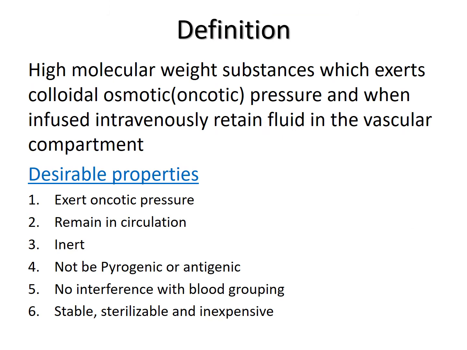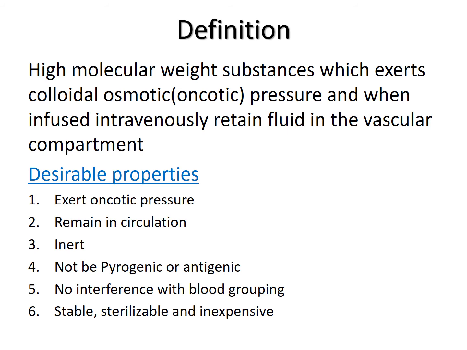Plasma expanders basically are high molecular weight substances which exert colloidal osmotic pressure, and when infused intravenously they should retain the fluid in vascular compartments. There are some properties which should be there with the plasma expanders, like they should exert oncotic pressure comparable to plasma. They should remain in the circulation and not leak out into tissues or be very rapidly disposed of.